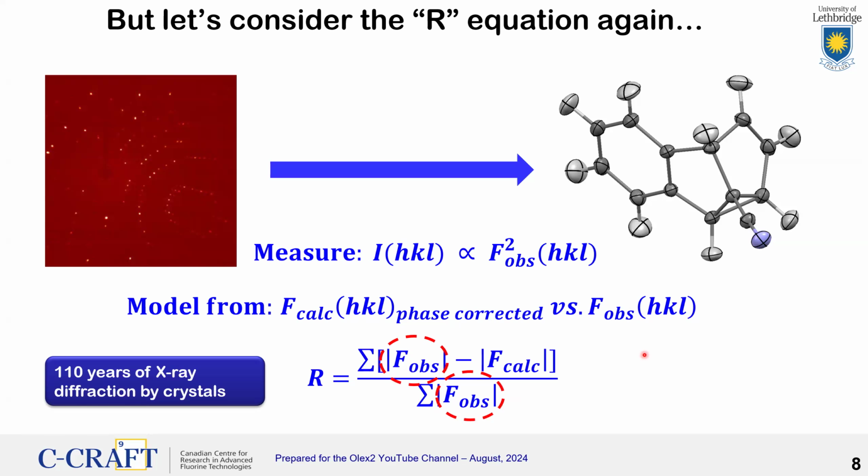The first experiments were done in 1912. So we've had just over 110 years of X-ray crystallography. And during most of that century, the first century of crystallography, the focus of everybody has primarily been on the experimental side, on getting the best possible value of FOBS.